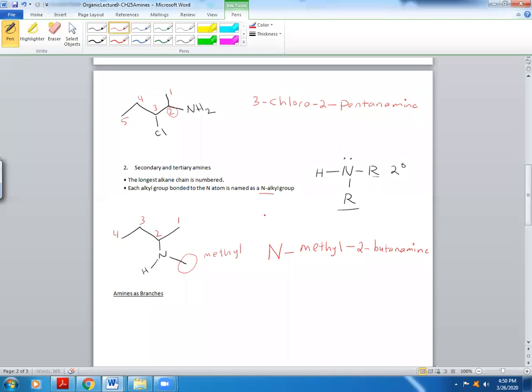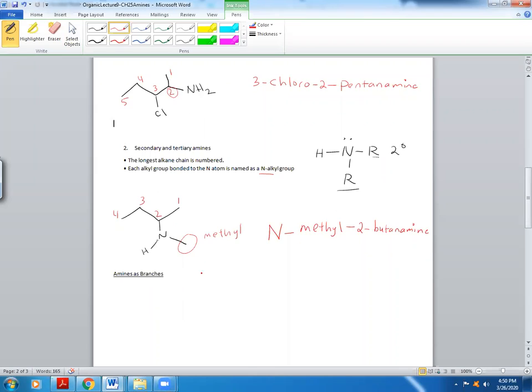So it has to be given the N, because again, that ensures that we're going to know that this nitrogen has a methyl attached to it, and we're indicating it here. Otherwise, if we add a methyl, we might confuse the reader that it's attached somewhere there, and it's not. So again, the N ensures that you have a methyl that is attached to the N, and the reader will understand that very easily.